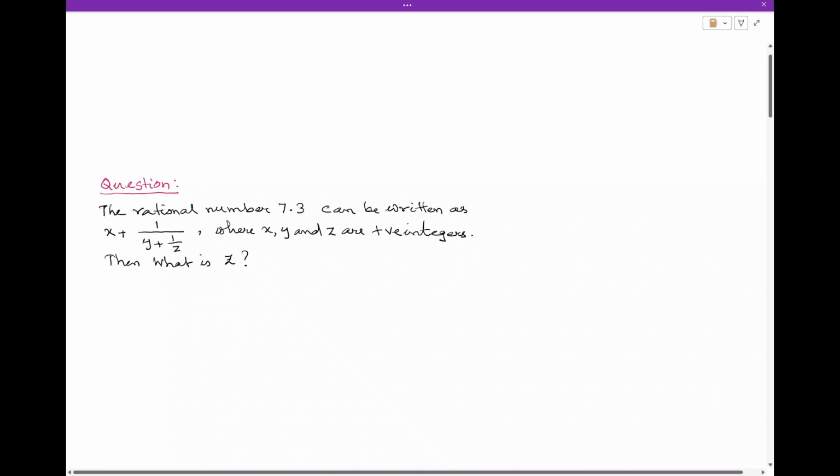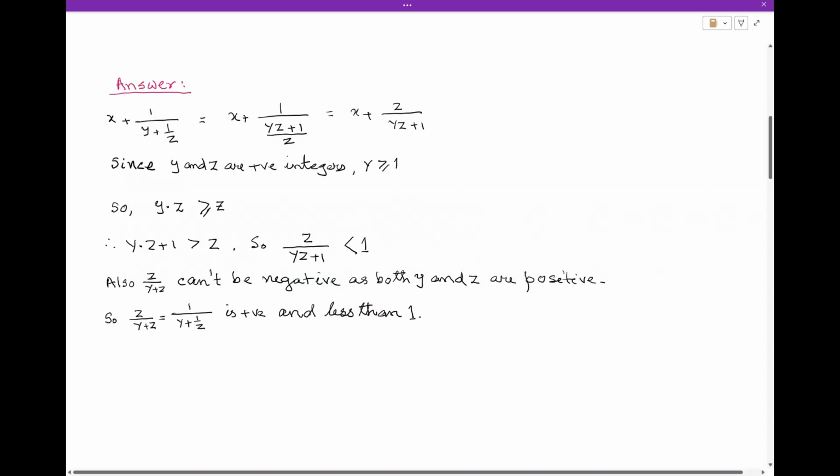The rational number 7.3 can be written as x plus 1 divided by y plus 1 by g, where x, y and g are positive integers. Then what?